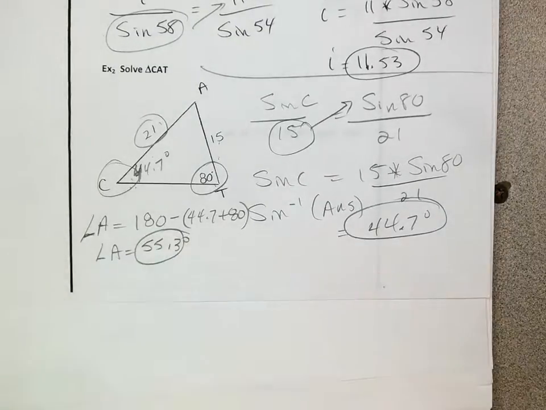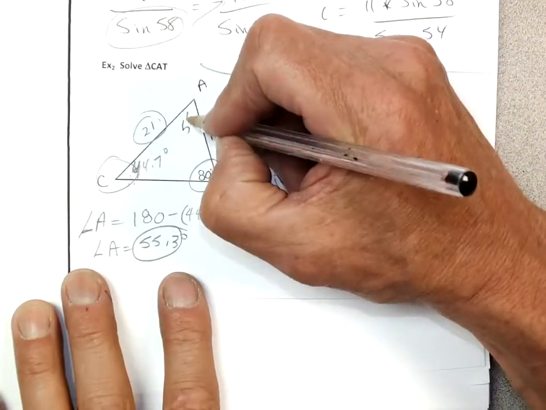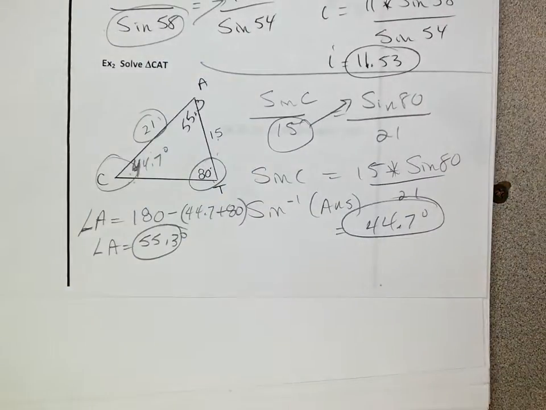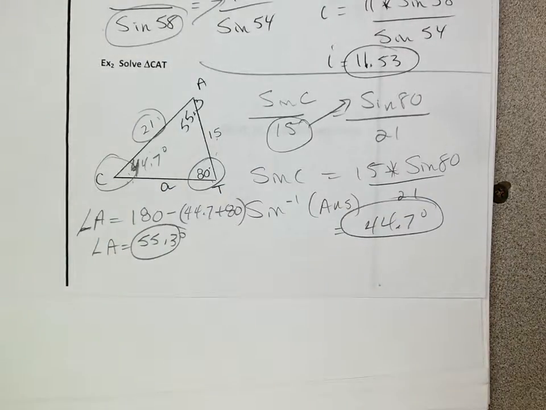Okay, let me put that in there. So my 55.3, okay? Now I need to find little a. Am I going too fast? Am I okay? I got to find little a, and there is no Pythagorean theorem. I'll say it again. There is no Pythagorean theorem. It's not a right triangle. So how am I going to find little a?